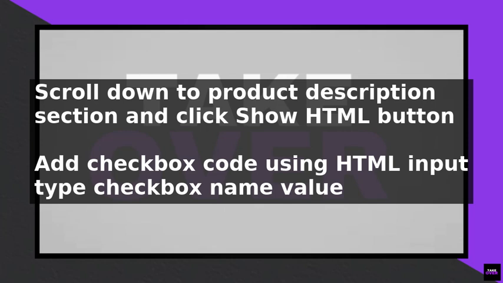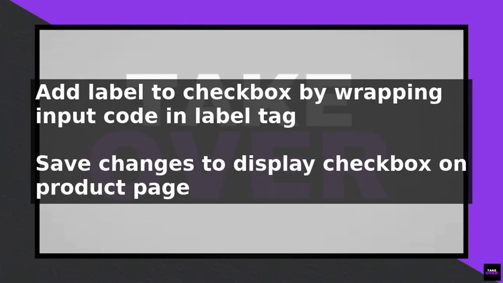The basic code for a checkbox is: input type="checkbox" name="..." value="checkbox value". For example, if you want to add a checkbox for gift wrapping, the code would be: input type="checkbox" name="gift wrapping" value="yes". You can also add a label to the checkbox by wrapping the input code in a label tag. For example: label gift wrapping, input type="checkbox" name="gift wrapping" value="yes", closing label. This will display the text gift wrapping next to the checkbox.